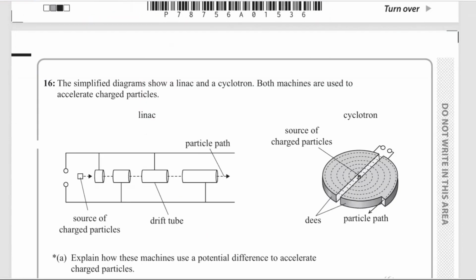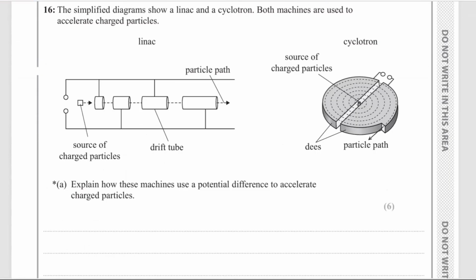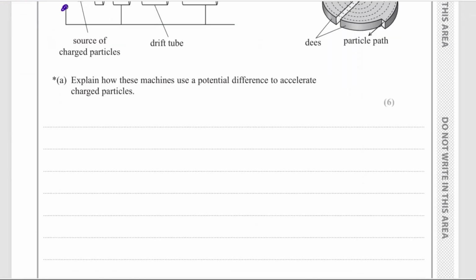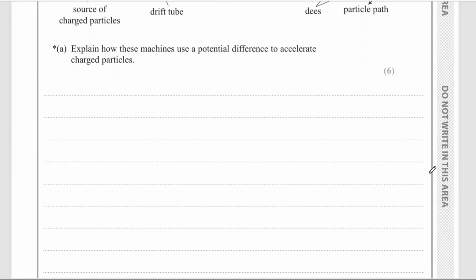Now, I've got the next one. And the next question is, you've got this 16th over here. The simplified diagram shows a LINAC and a cyclotron. Both machines are used to accelerate the charged particles, and explain how these machines use a potential difference to accelerate the charged particles, right? If you talk about this LINAC, it's going to get some potential over here. If you talk about the cyclotron, it's going to get you some potential over here. So we just need to talk about how the application of the potential difference would get you to charge these particles, right?